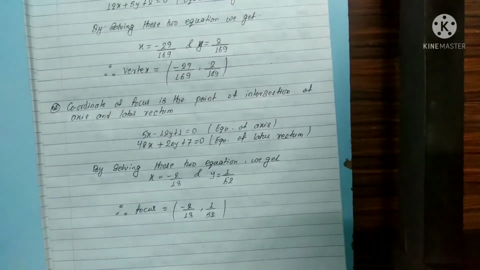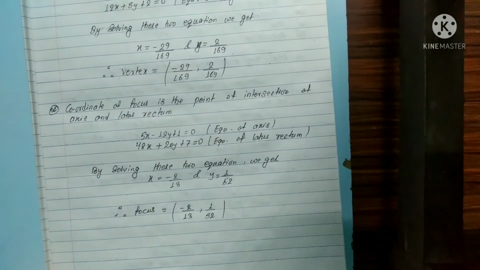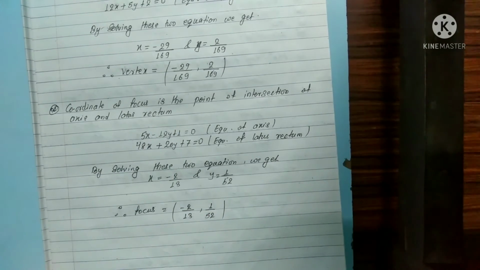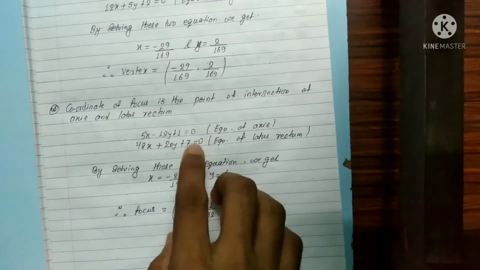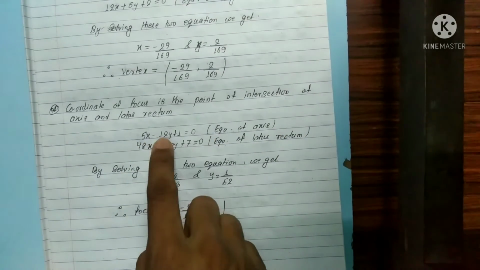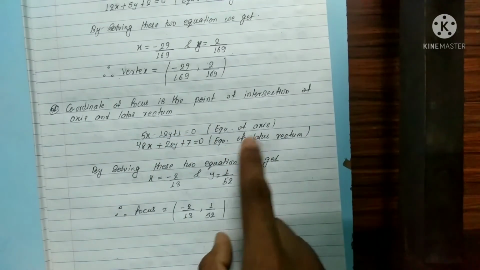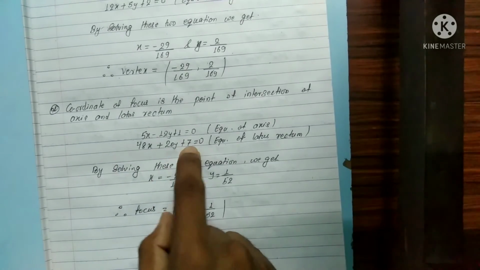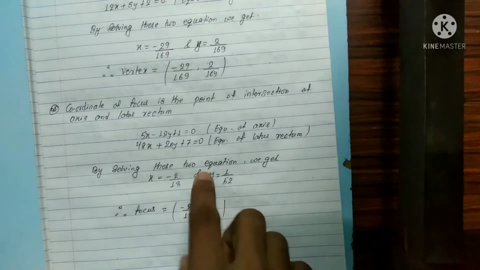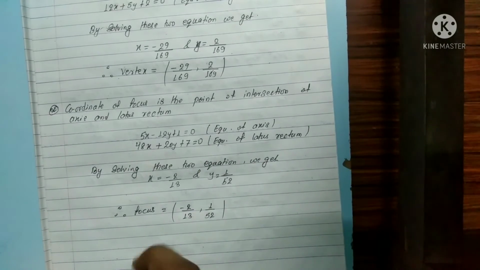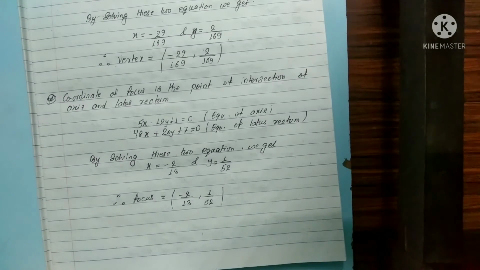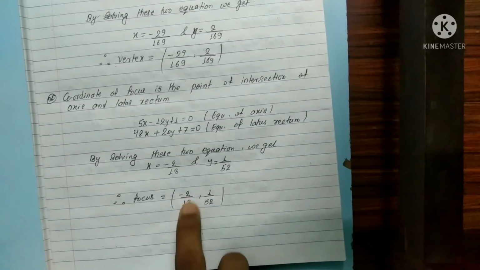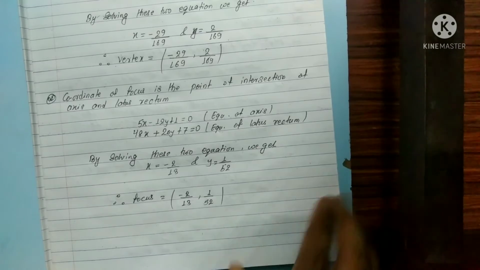Now the coordinate of the focus. The coordinate of the focus is equal to the intersection of the axis and the latus rectum. We have the equation of the axis 5x minus 12y plus 1, and the equation of the latus rectum is 48x plus 20y plus 7 is equal to 0. By solving these two equations, we have the value of the focus. We have the vertex, and we have the point of the focus, that the point of the focus is minus 2 by 13 and 152.